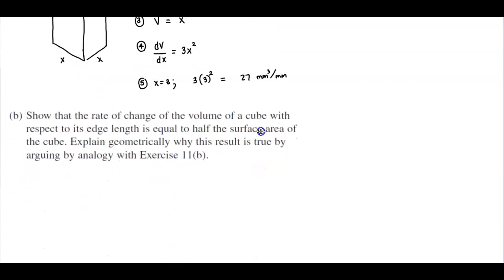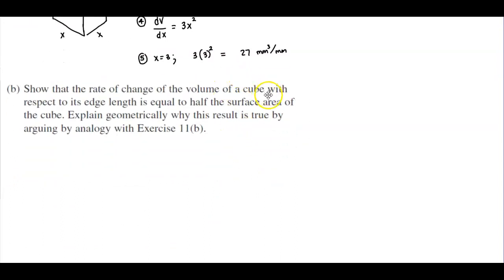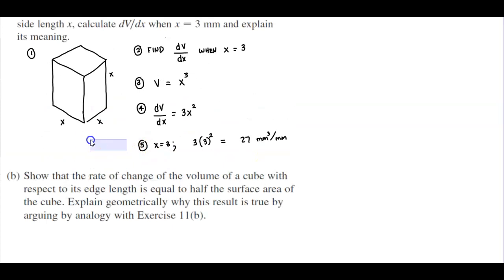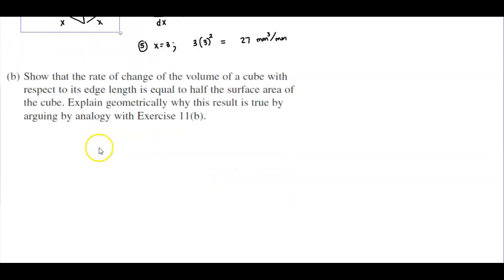Now in part B it says, show that the rate of change of the volume of a cube with respect to its edge length is equal to half the surface area of the cube, and explain geometrically why this result is true by arguing by analogy of what we'd have done in exercise 11b. So let's just take a look at the cube here.